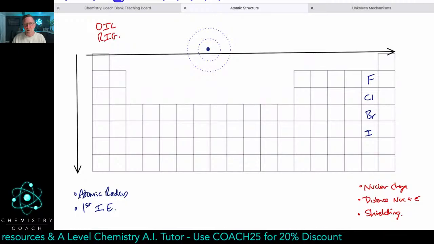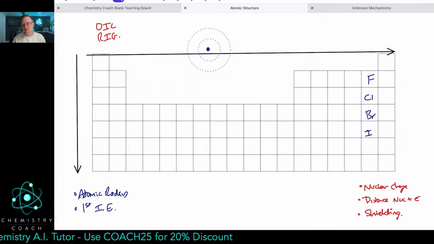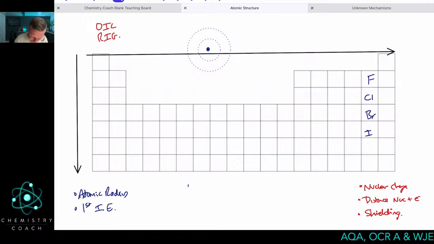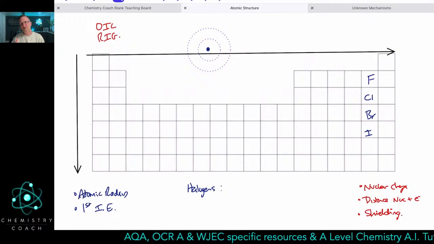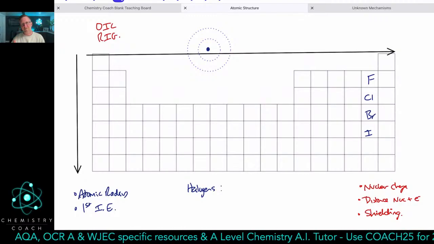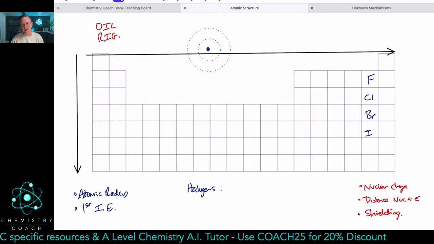So, what we need to think about is the redox power of the halogens and the halides. Okay, so our halogens, are they oxidizing agents or reducing agents? Have a think about that carefully. Put the answer in the chat for me.